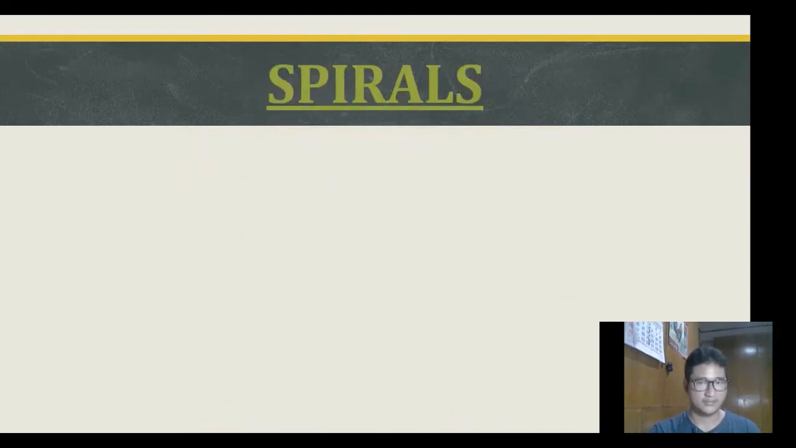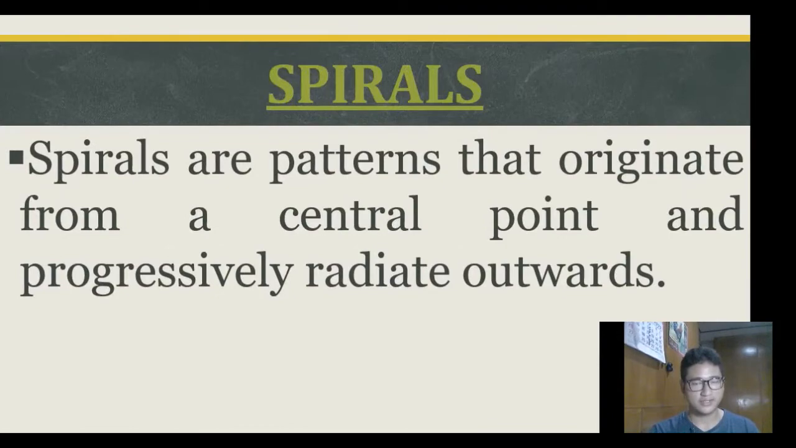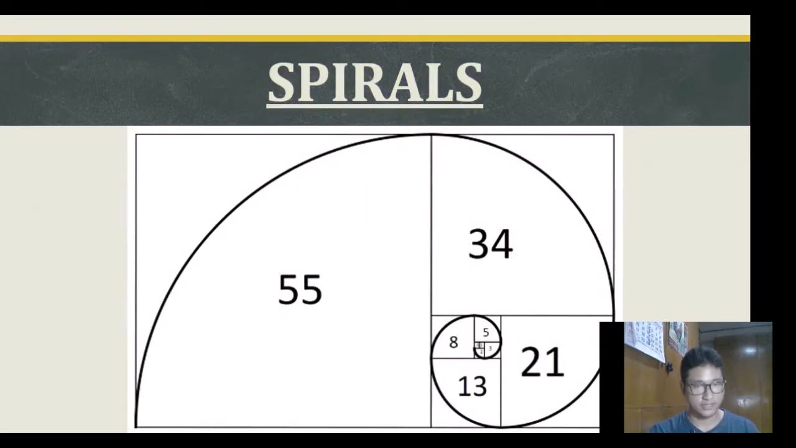Next type, we have the spirals. These are patterns that originate from a central point and progressively radiate outwards. An example of which is the Fibonacci spiral, which is based on the Fibonacci sequence or the Fibonacci numbers 1, 1, 2, 3, 5, 8, 13, 21, 34, 55, and so on.